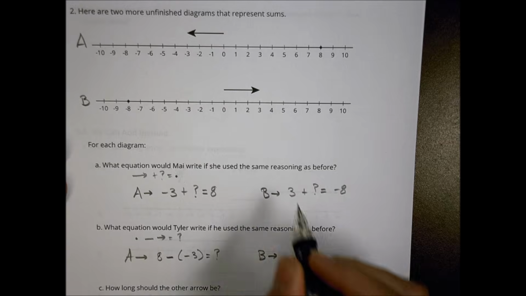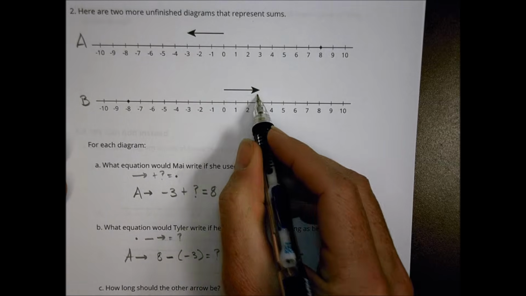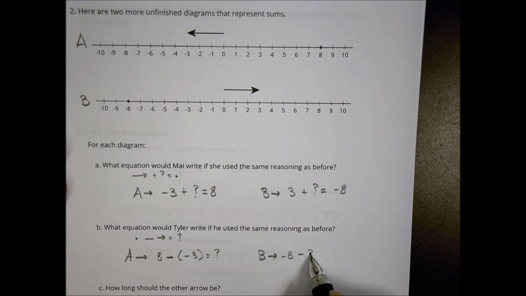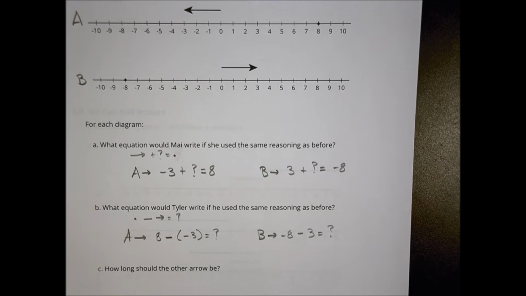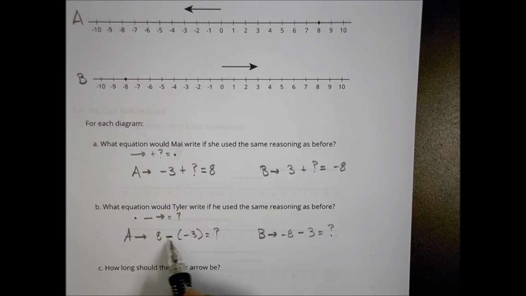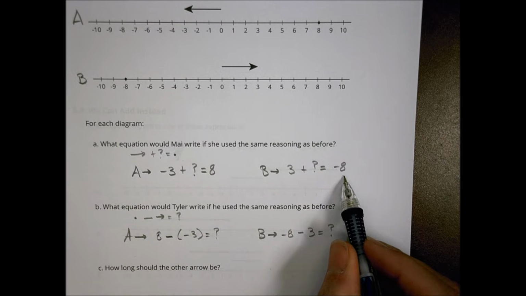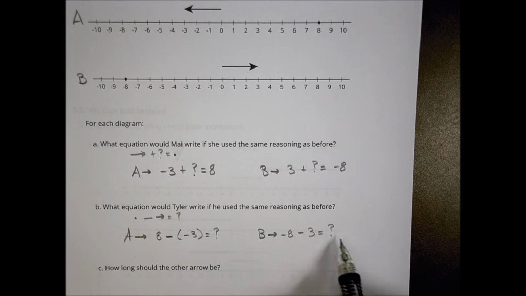And for B, he would do the point, which is negative 8, minus the arrow value, which is 3, equals an unknown value there. Okay, so those are the two equations. For A, we have negative 3 plus something equals 8, or 8 minus a minus negative 3 equals the unknown. And for B, we have 3 plus the unknown equals negative 8, or negative 8 minus 3 equals unknown.